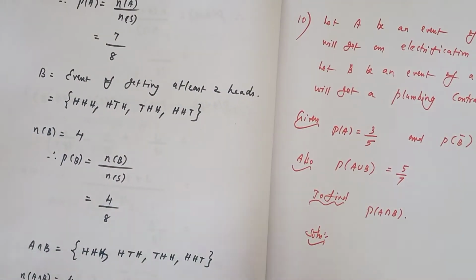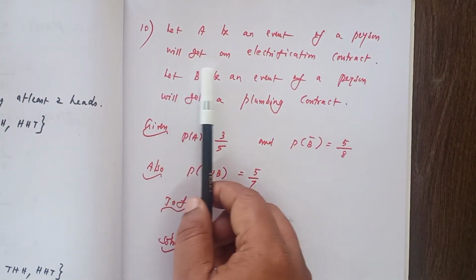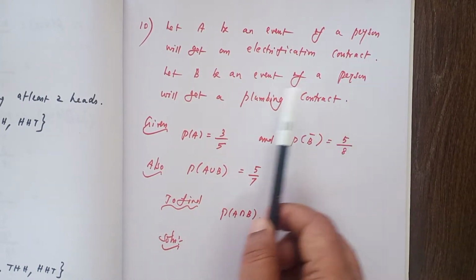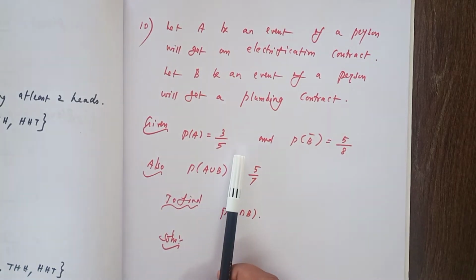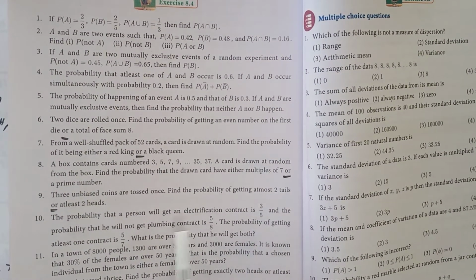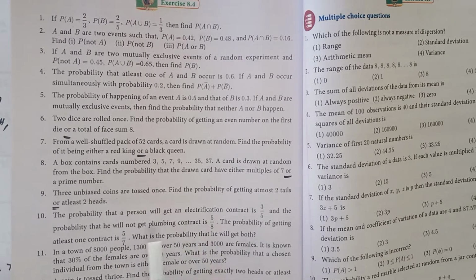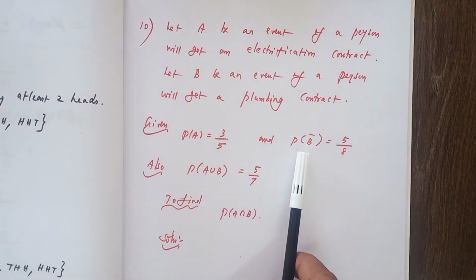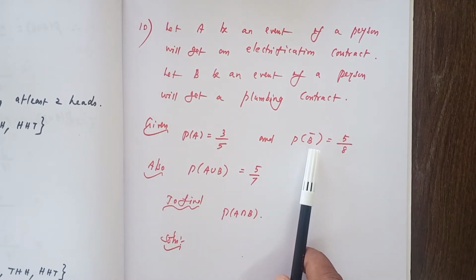Here I consider A: let A be the event that a person will get an electrification contract. Let B be the event that a person will get a plumbing contract. P of A is equal to 3 by 5, given. Will not get a plumbing contract is 5 by 8. Will not means complement of B. P of B complement is 5 by 8. Here P of A is given, and P of B complement is given.